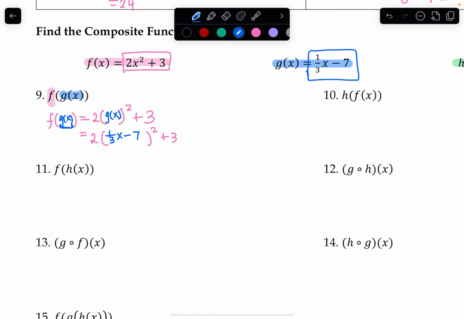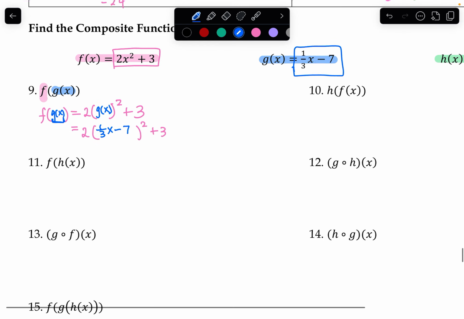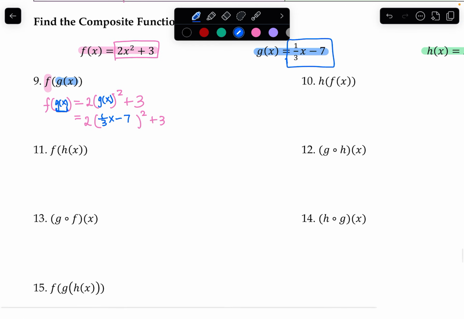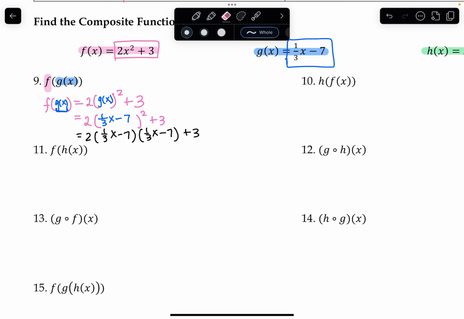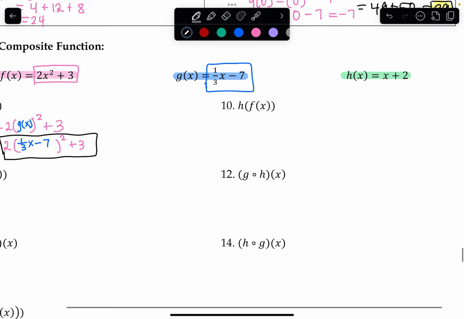Okay, and so if we need to simplify this to standard form, we would have to multiply out the 1/3 x minus 7 squared, and then distribute the 2, and then add the 3. But I'm going to skip that for the sake of this video and just leave it in this form right here. I don't want to mess with the fraction right now.